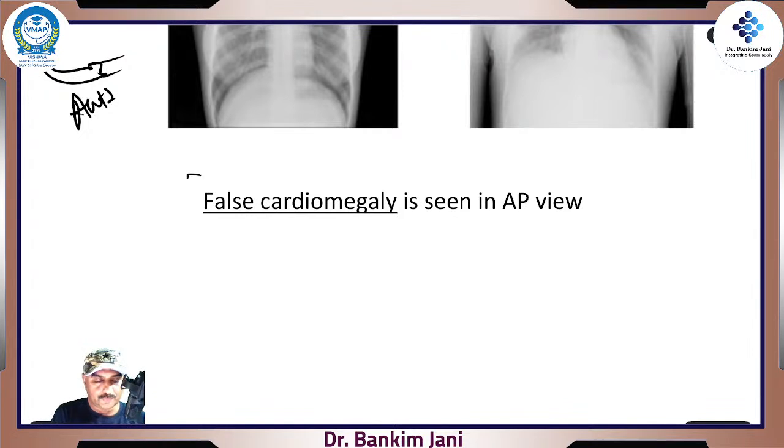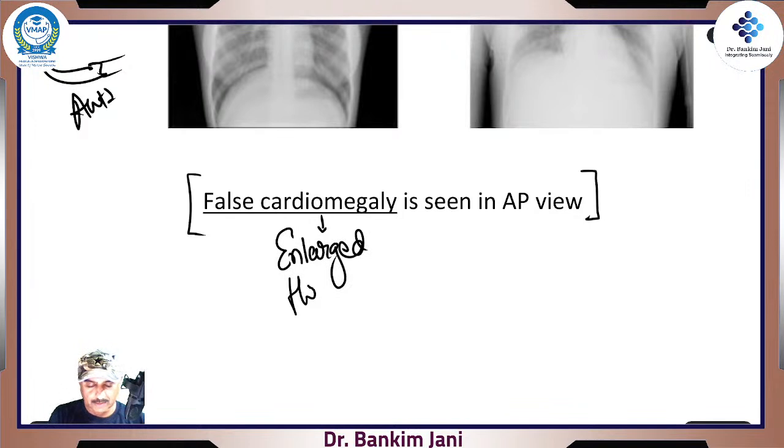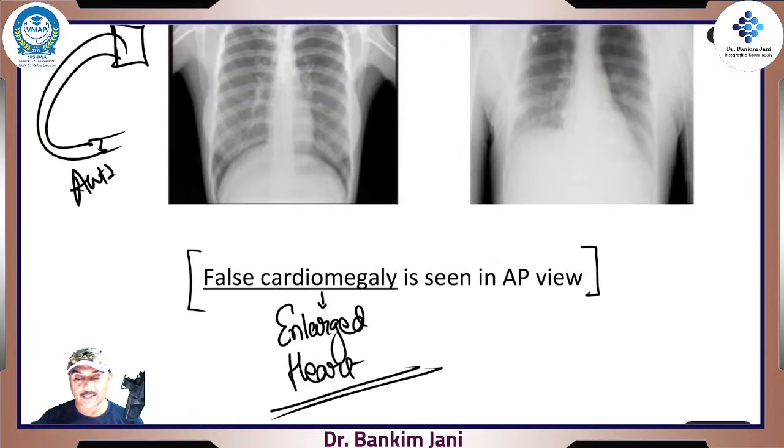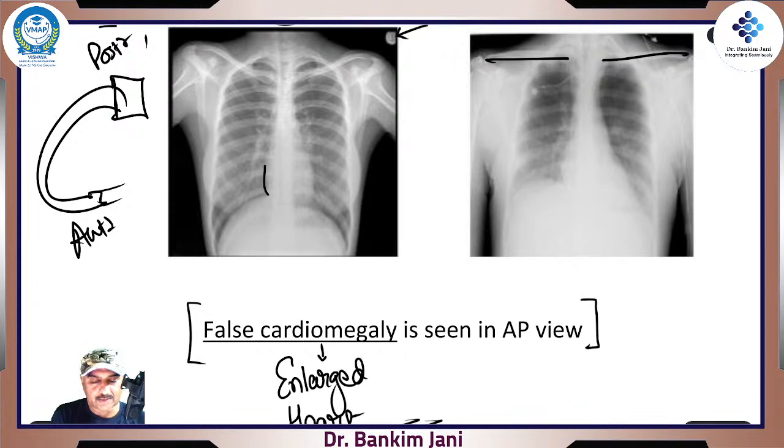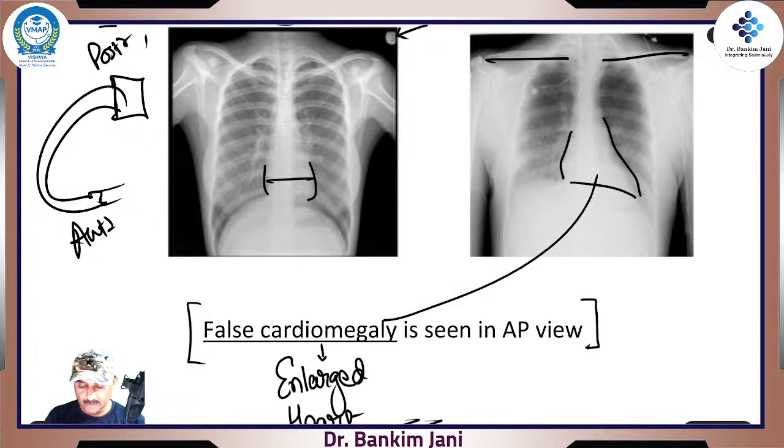And don't forget this false cardiomegaly. Cardiomegaly is an enlarged heart. When the heart appears enlarged, that is seen in AP view because the heart is far. See, this is the heart. This is normal. And this is the heart, which is looking so big. Same patient, right? So here, it looks like the heart is enlarged, which is not. This is a false cardiomegaly.